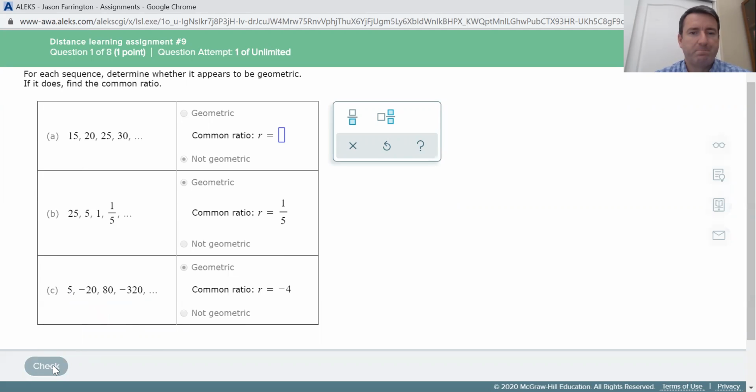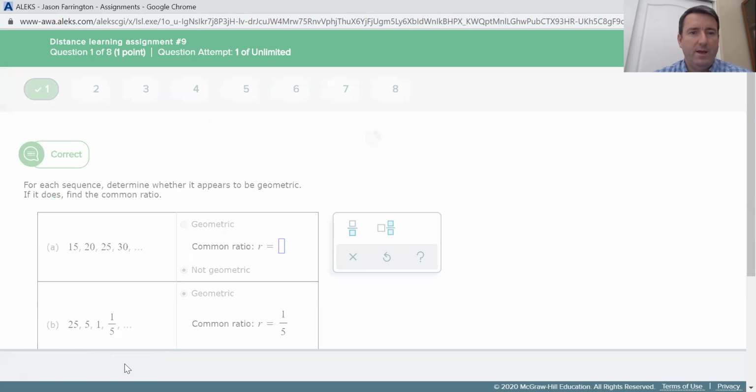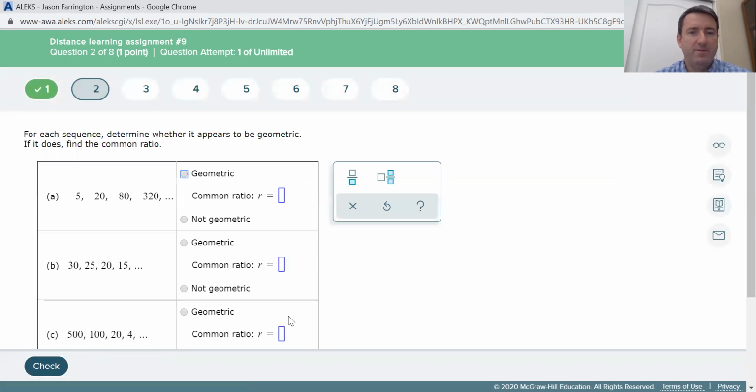All right. And number 2 is the same type of problems. So A, -20 divided by -5 is 4, and -80 divided by -20 is 4. -320 divided by -80 is 4. So this is a geometric sequence, and the common ratio is 4.